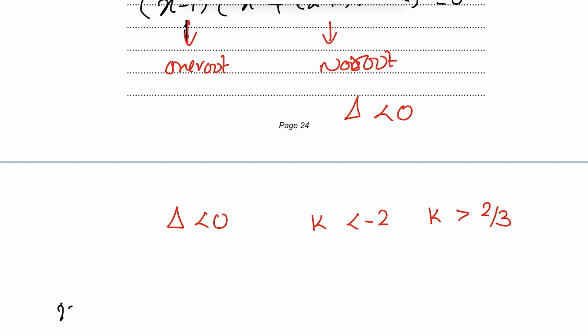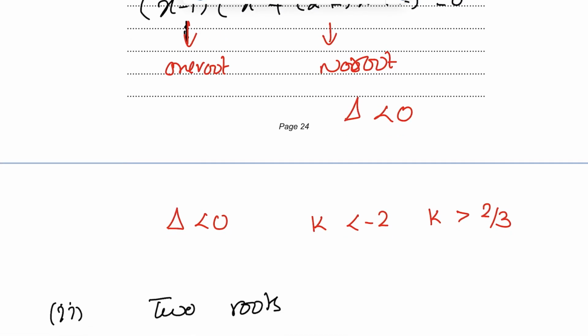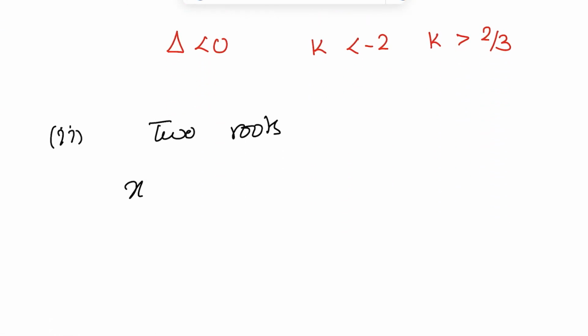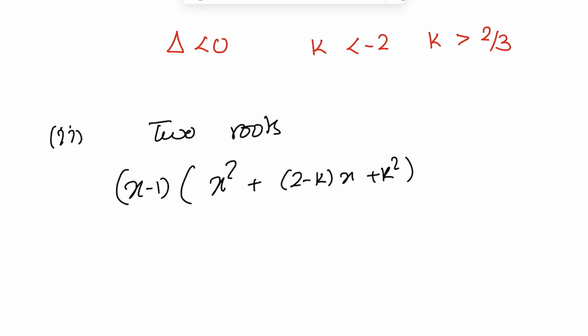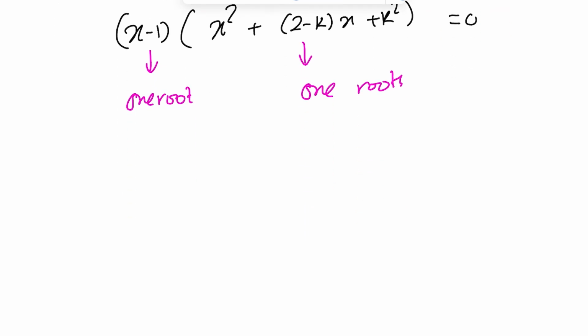Now for part 2, two roots. What does it mean, two roots? x minus 1 times x square plus 2 minus k times x plus k square equals 0. Two roots. One root is already over here. So this part should have one root. This part should have one root means delta should be equal to 0. So k equals negative 2, k equals 2 upon 3.